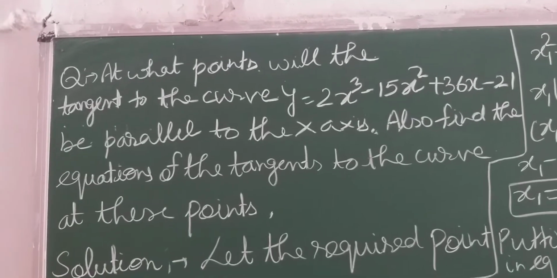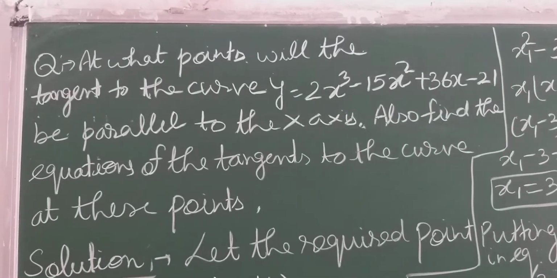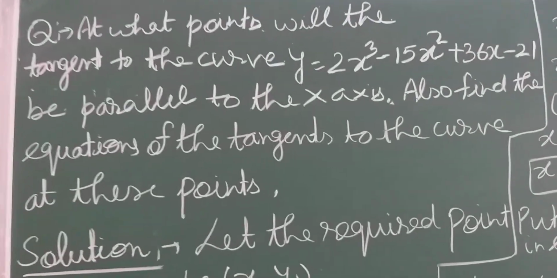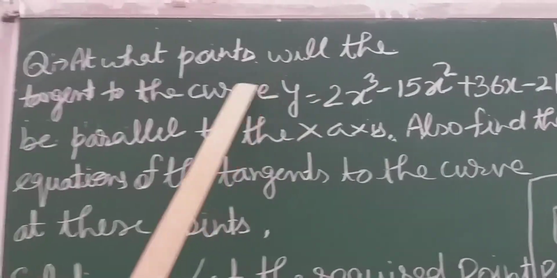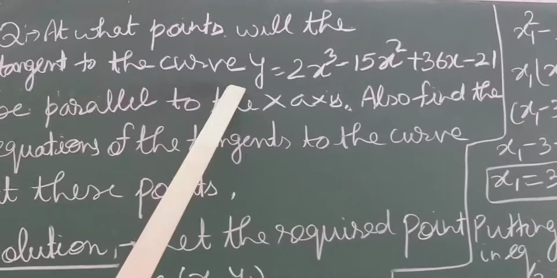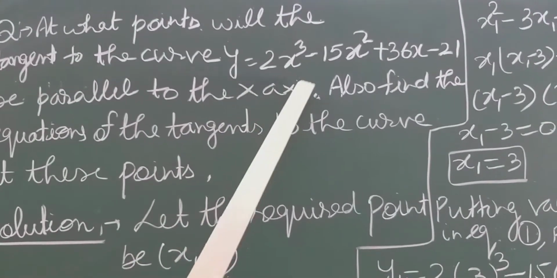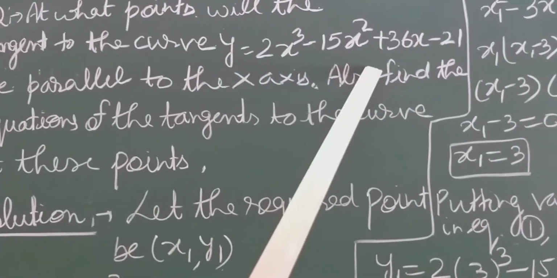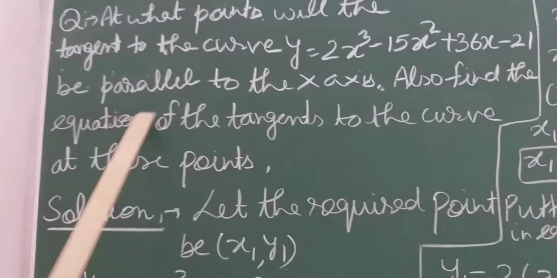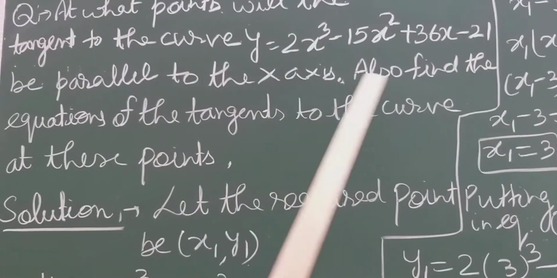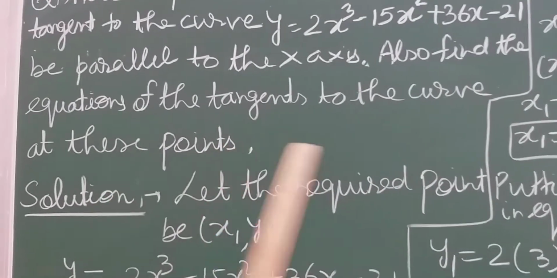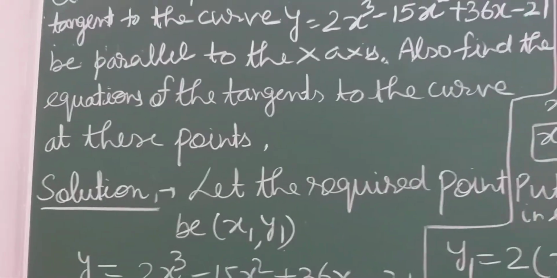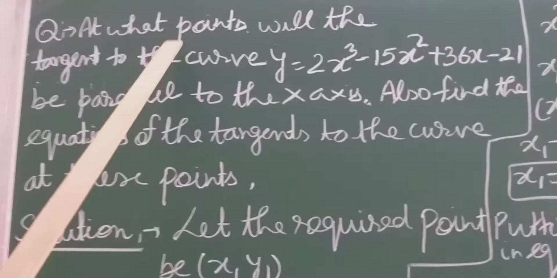Students, today we are going to solve some questions of tangent and normal. So first question: at what points will the tangent to the curve y equal to 2x cube minus 15x square plus 36x minus 21 be parallel to the x-axis? Also find the equation of the tangents to the curve at these points. So first of all we have to find the point.